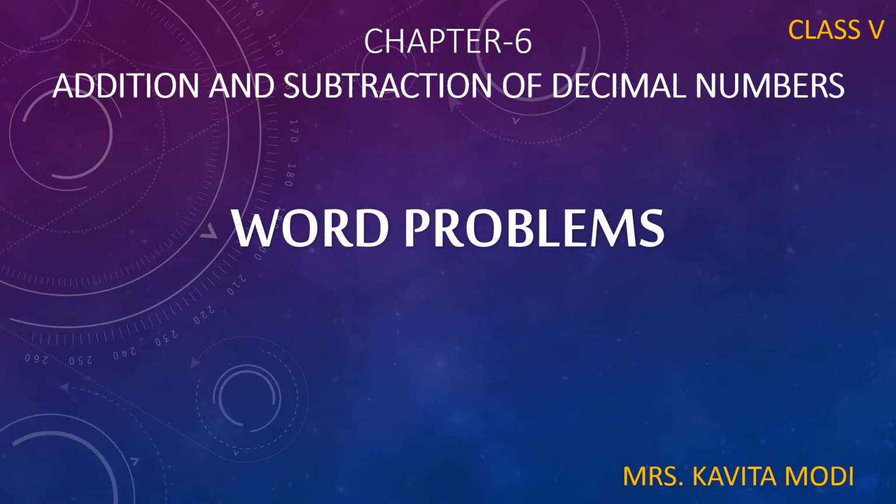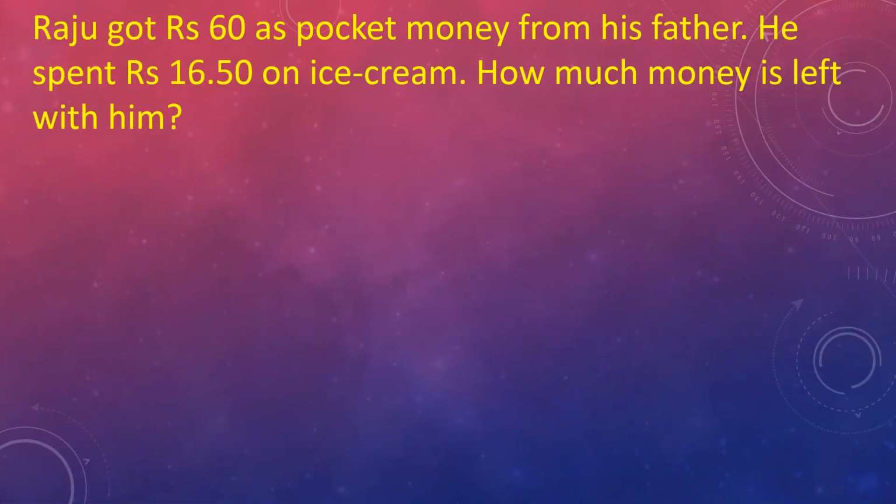In this chapter, our topic is word problems. Let us solve some word problems. Question number 1. Rahul got rupees 60 as pocket money from his father. He spent rupees 16.50 on ice cream. How much money is left with him? Write the solution and tell me what we have to do in this question.